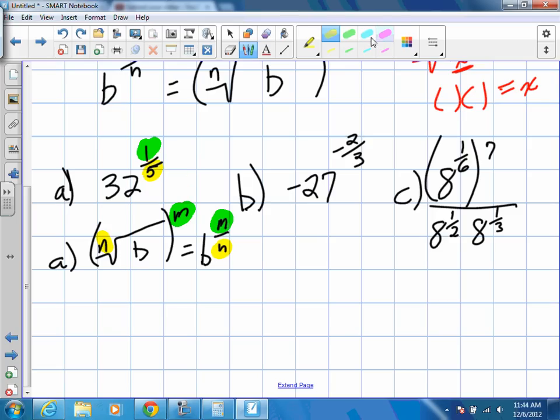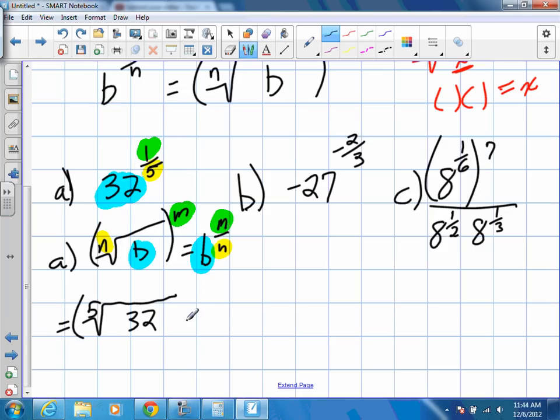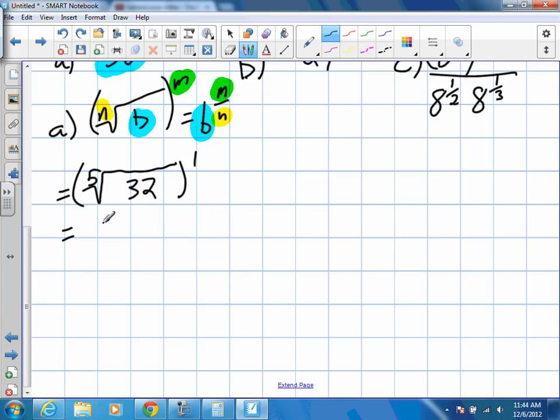And what was our base? 32. Good. Our base is 32 in this question. Okay? So, when we go to set this up now, we're going to be looking for the fifth root of 32 to the power of 1. Well, what's anything to the power of 1? Not 1. Itself. So the 1's really not that important to include here, so we can kind of drop it off. We're going to be looking for just the fifth root of 32.